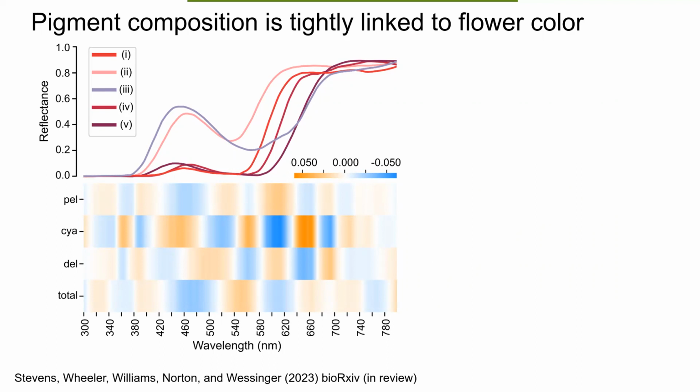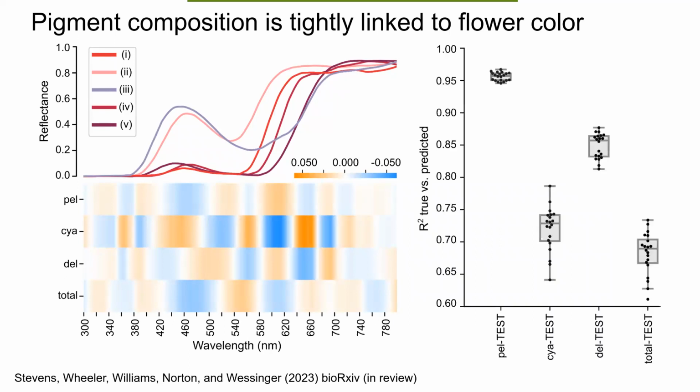Some of them are negative, some of them are positive, and you can see that those line up with particular parts of the spectra. And so that really strongly supports this idea that there's a huge amount of information, just from basically the visible color, about what pigments are being made.